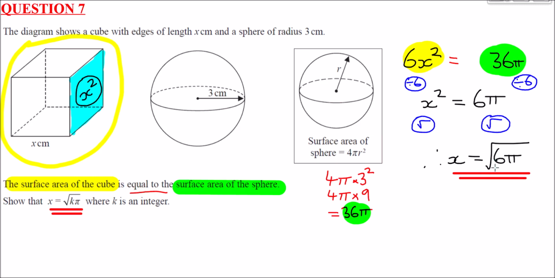The answer is just root 6 pi, and showing how you arrive at that with clear working, something like I've shown you here. That's question 7 finished. Let's have a look at the next one, question 8.